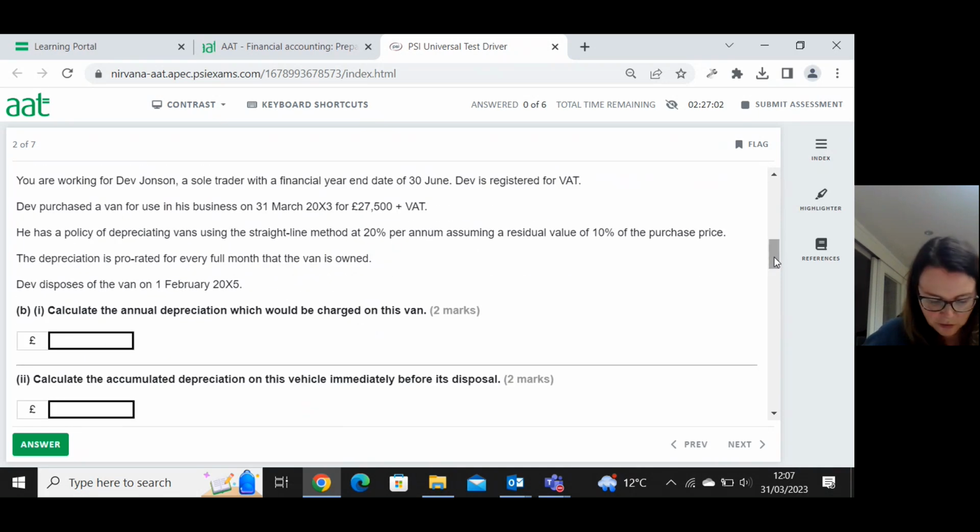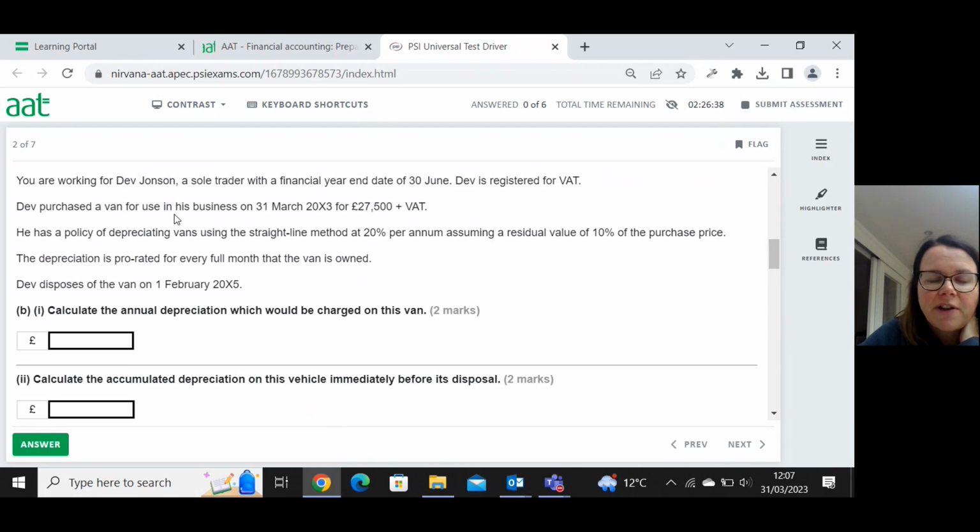You're working for Dev Johnson, a sole trader with a financial year end date of the 30th of June. Dev is registered for VAT. So that means he's going to be able to reclaim the VAT on anything that he buys. Hence, we can ignore it when we are thinking about the value of the asset.